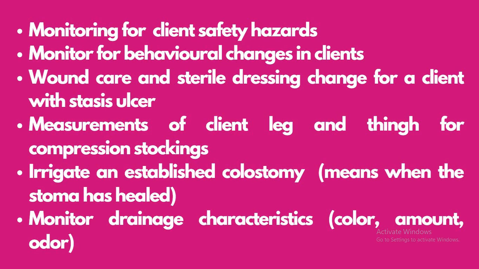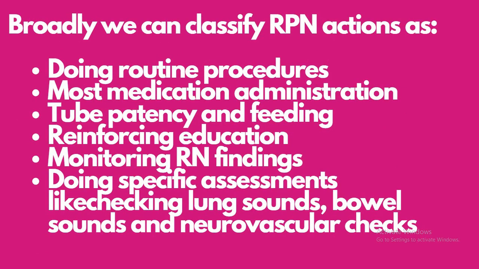Irrigate an established colostomy. Now, an established colostomy means a colostomy whose stoma has been healed. There has been a fairly large time, and the stoma is healed and it's old, so there are no issues with that. It is stable, so the RPN can irrigate the established colostomy. Monitor the drainage characteristics like the color, amount, and odor of the drainage. That can be done. Now again, the word is monitoring, right? So make sure that you read the options carefully and select the best option.